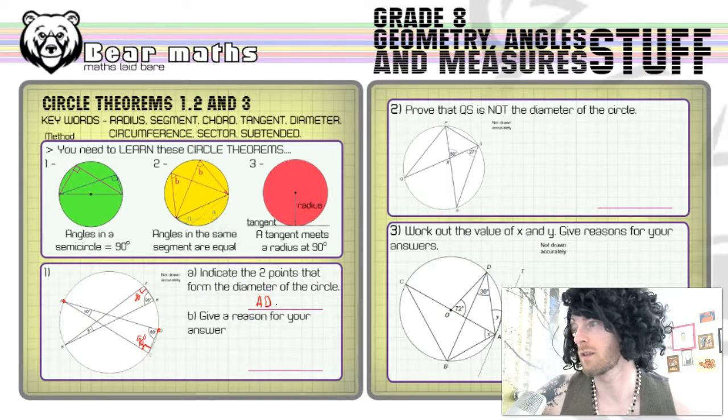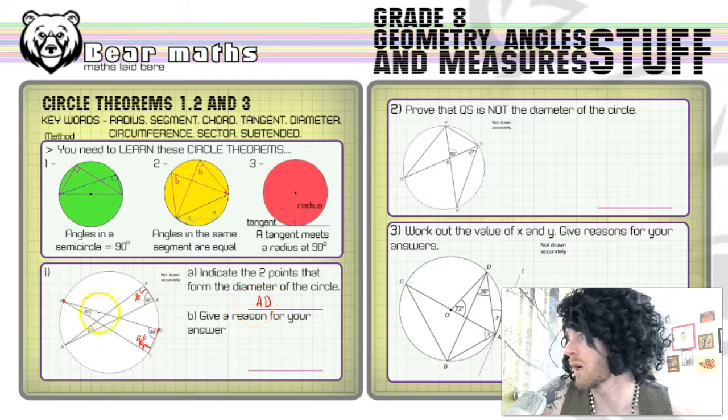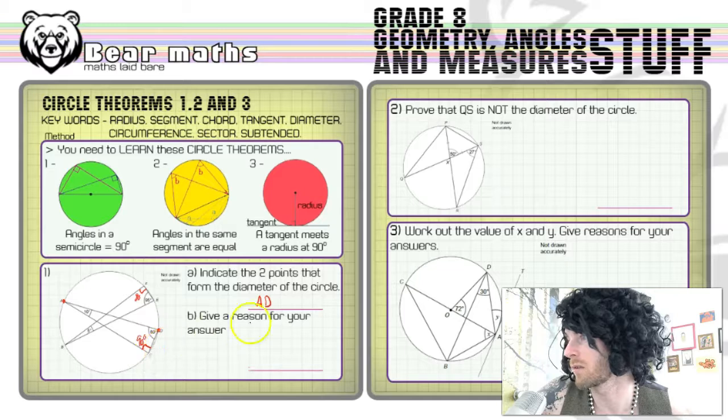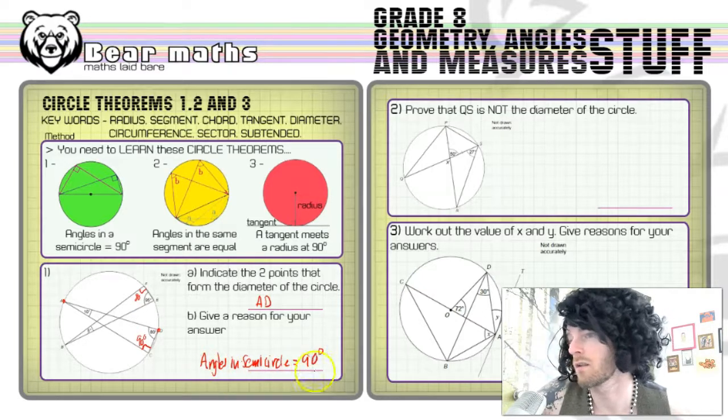AD is our answer. That's our diameter of the circle, because at the top of that, the 2 lines that join together at that particular point there would always create that 90-degree angle. And the reason that we can give is angles in a semicircle equal 90. So we'd write that down. Angles in semicircle equal 90 degrees. All right, that's our circle theorem that we're stating as our reason.